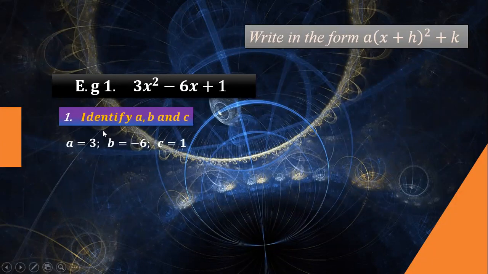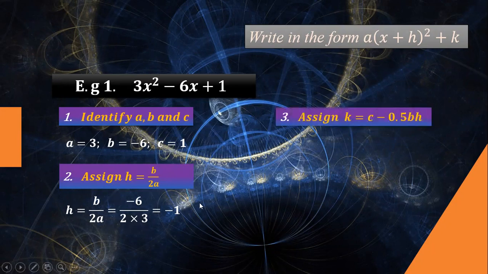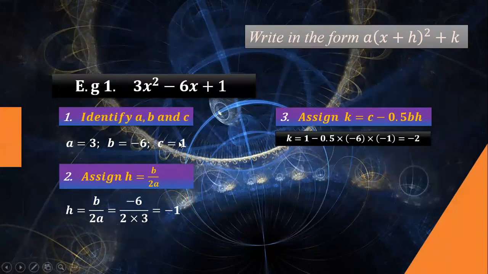Next, a is 3, b is -6, and c is equal to 1. Next, we're going to say h is equal to b over 2a, which is equal to -6 over 2 by 3, which is -1. And then we're going to say k is equal to c minus 0.5bh. So we're going to replace c, b, and h with 1, -6, and -1 as we had from before. Put it in this formula, and k is going to be -2.